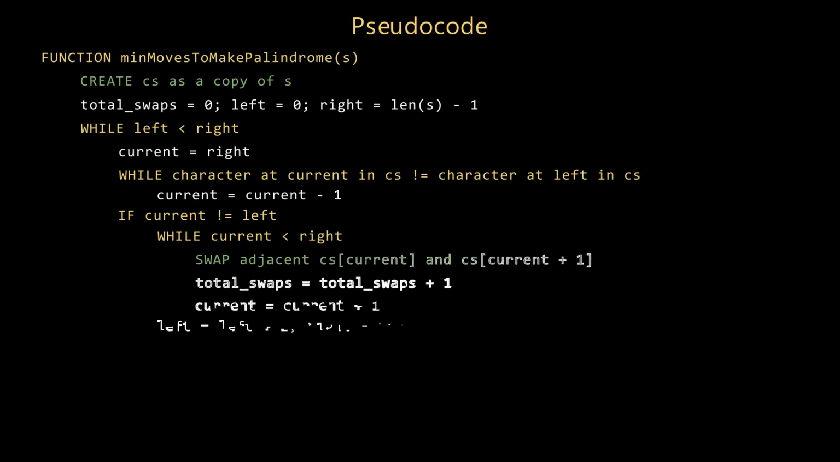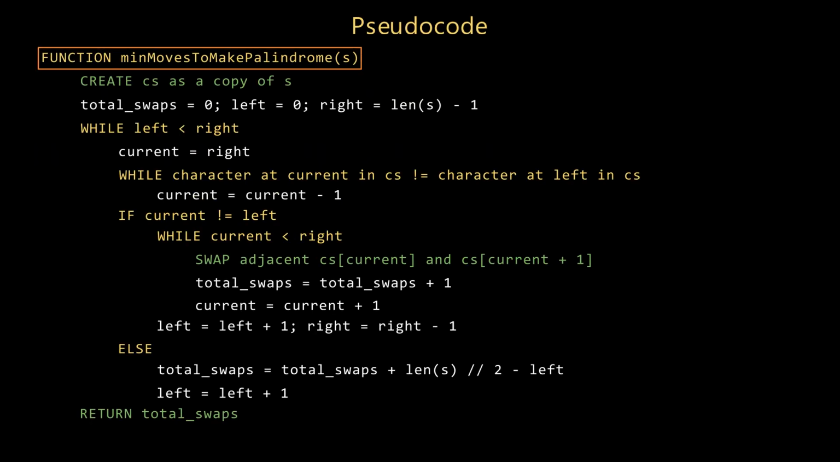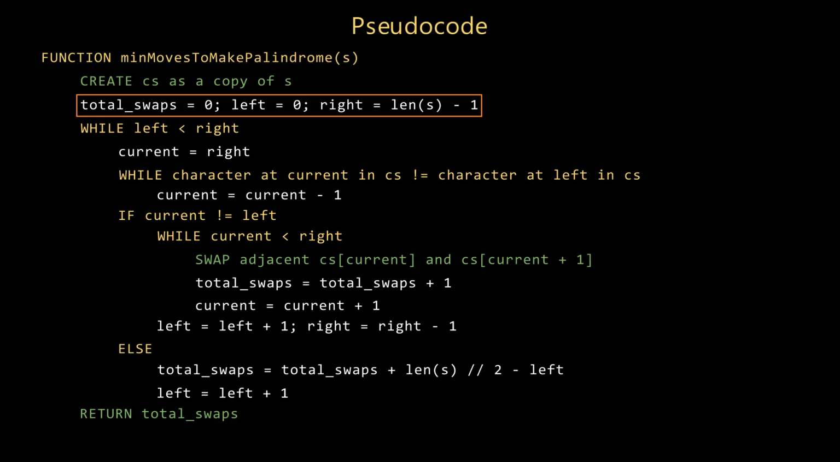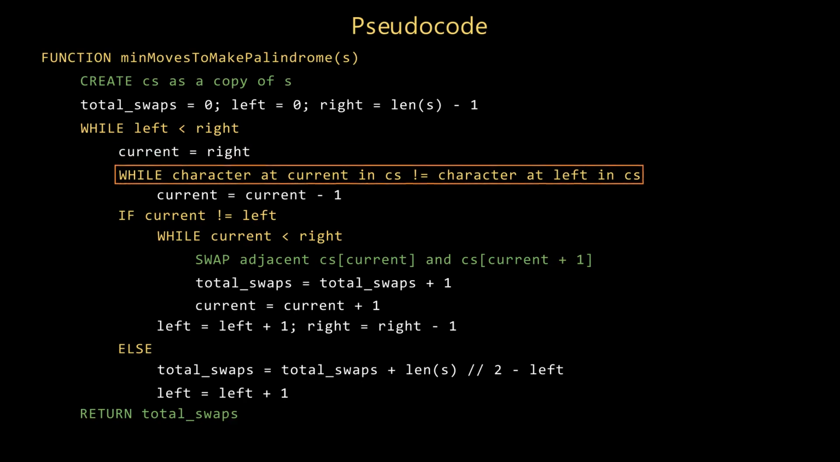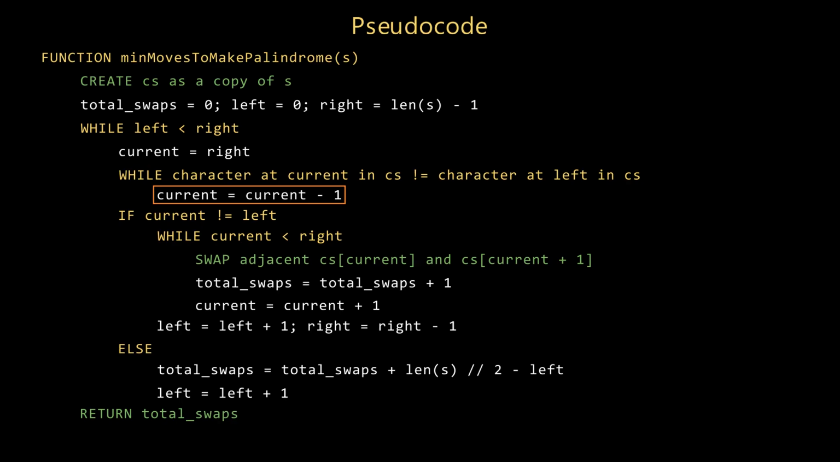Function min moves to make palindrome takes the string S. Build a mutable copy CS so we can swap characters in place. Initialize total swaps to 0 and set left and right to the window edges. Repeat while left is still strictly less than right. Start the backward scan from the right boundary. Move current left until it matches the character at left. Decrement current by 1 on each mismatch.